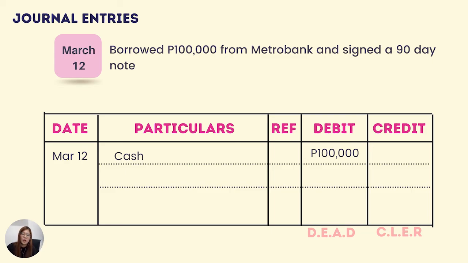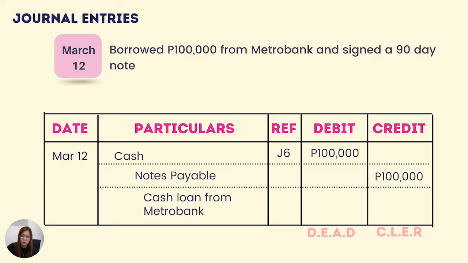Tama? Question, accounts payable pa rin ba ang appropriate account title for this transaction? Accounts payable pa ba? No. Since we signed a promissory note, the appropriate account title this time naman is notes payable. So, let's put the amount of notes payable amounting to 100,000 in the credit column. Yan, lagyan natin ng explanation or narration of the transaction. Nilagay ko na lang cash loan from Metrobank. And of course, the PR number, nilagay ko J6 kasi number 6 transaction natin to.